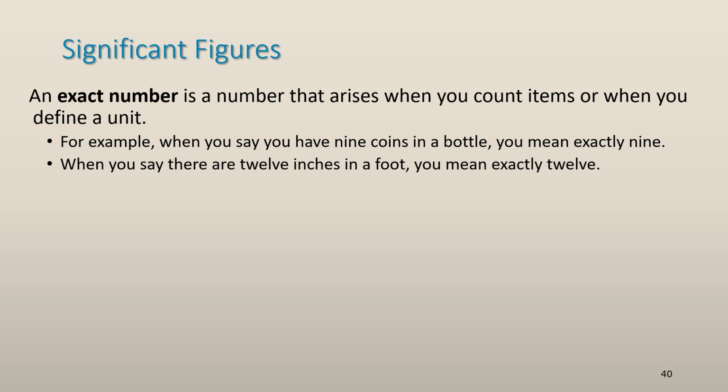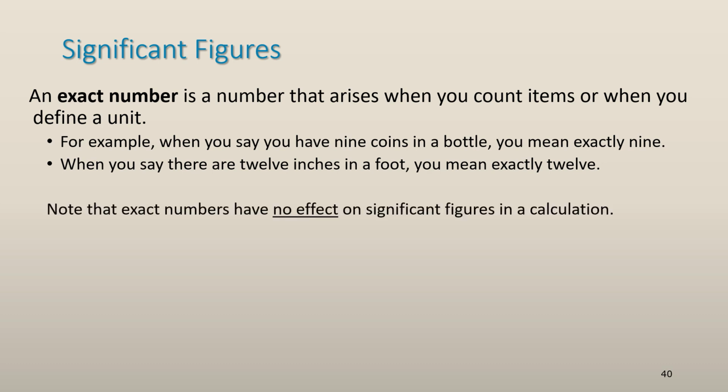So if I was doing a calculation and I was converting from inches to feet, I would keep the same number of significant figures as my original value. I wouldn't worry about the fact that 12 only has 2 sig figs or that 1 foot only has 1 sig fig. Those don't get counted in our significant figures because they're infinite. So these exact numbers have no effect on calculation. You can ignore them.